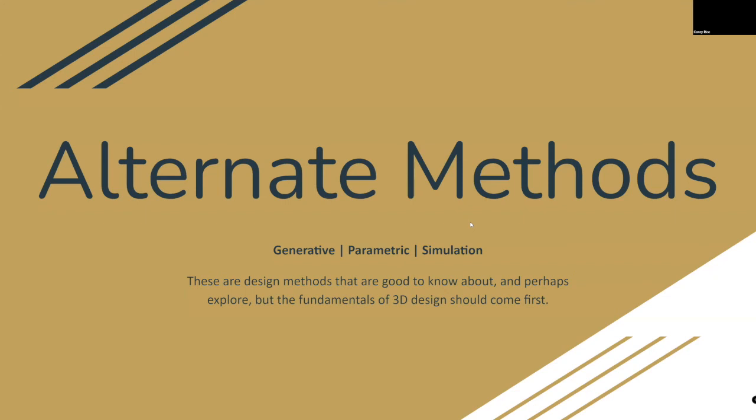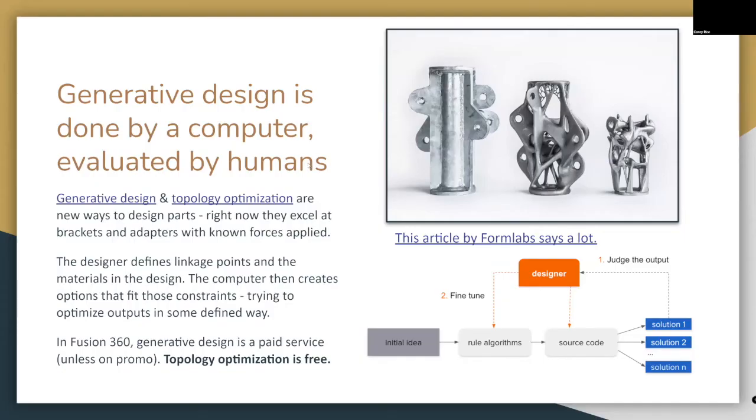And here's where it gets weird. We're going to go over some of the alternate methods, other ways that you can make stuff with 3D design software that are really bizarre. And so first up, generative design and topology optimization. These are both relatively new. Generative design is still very new. It's a paid feature, even if you have a really high tier of Fusion 360.